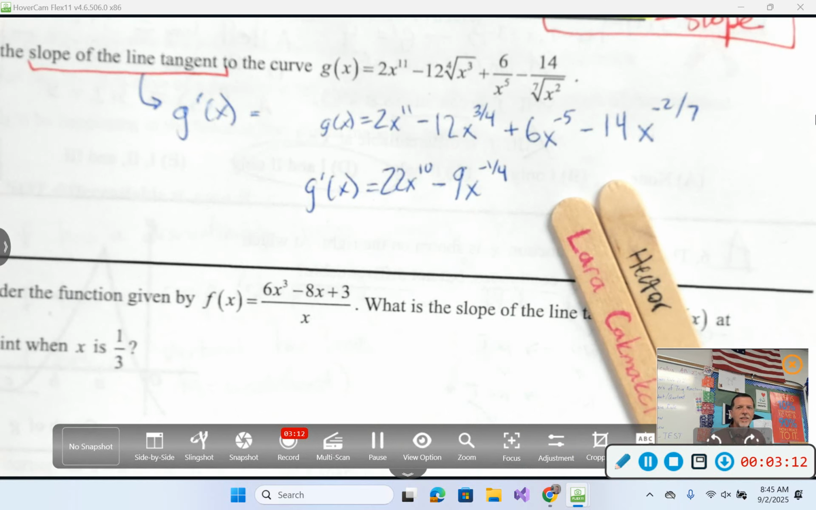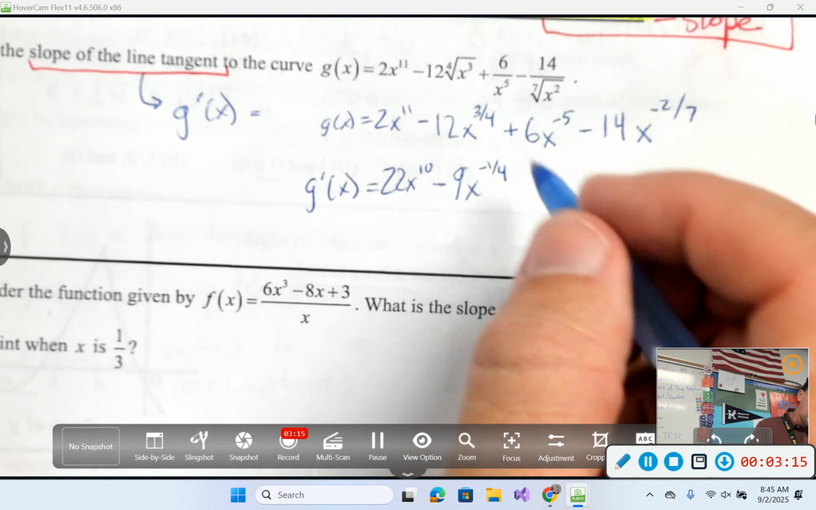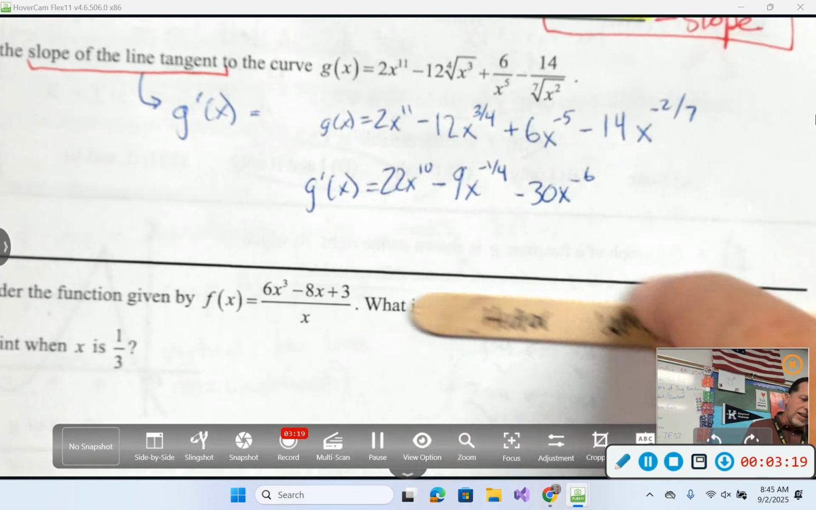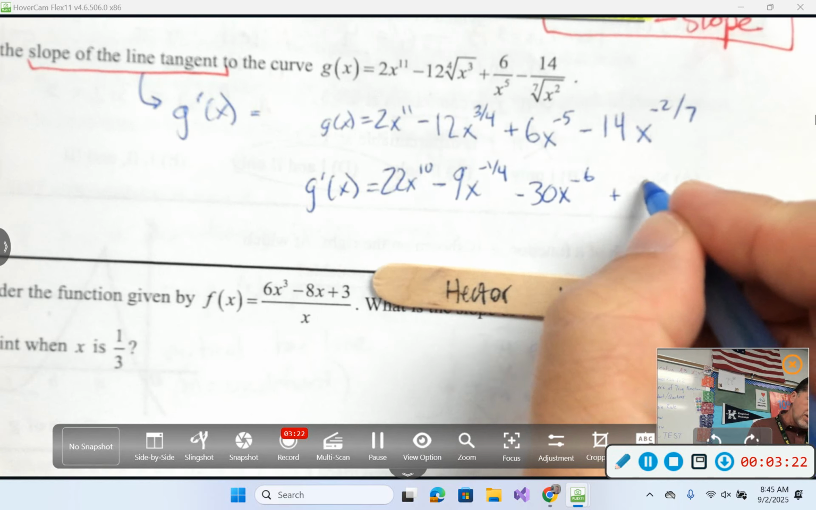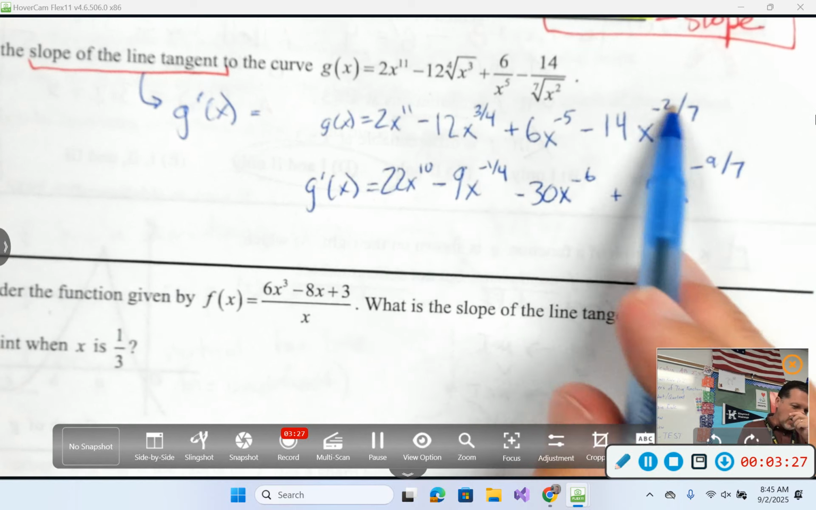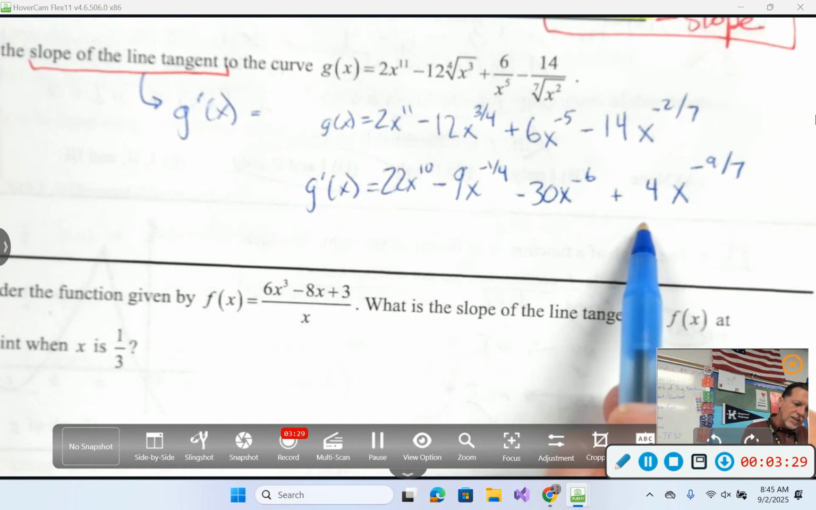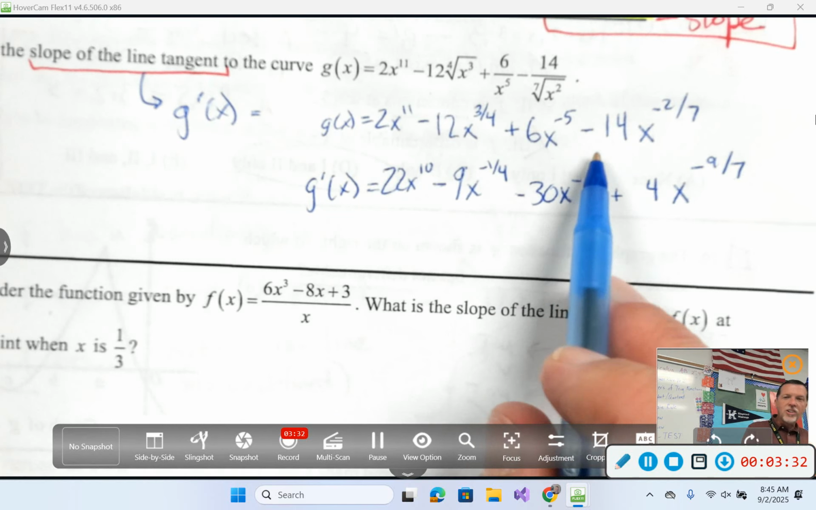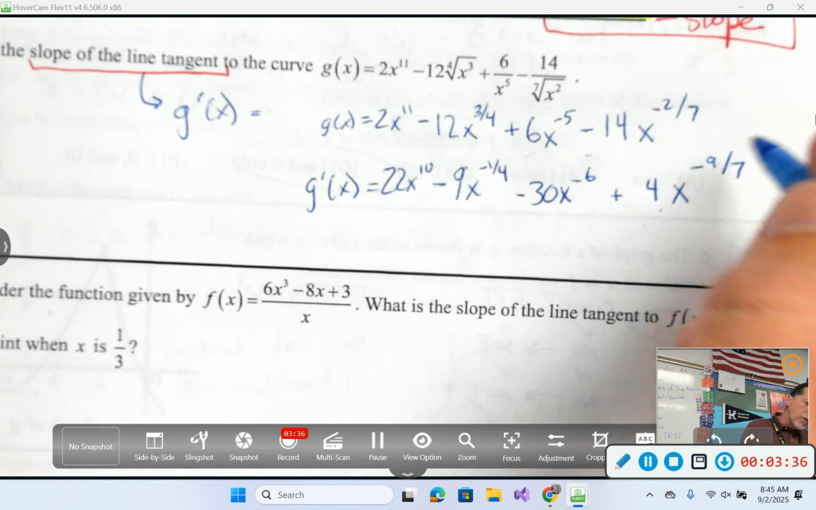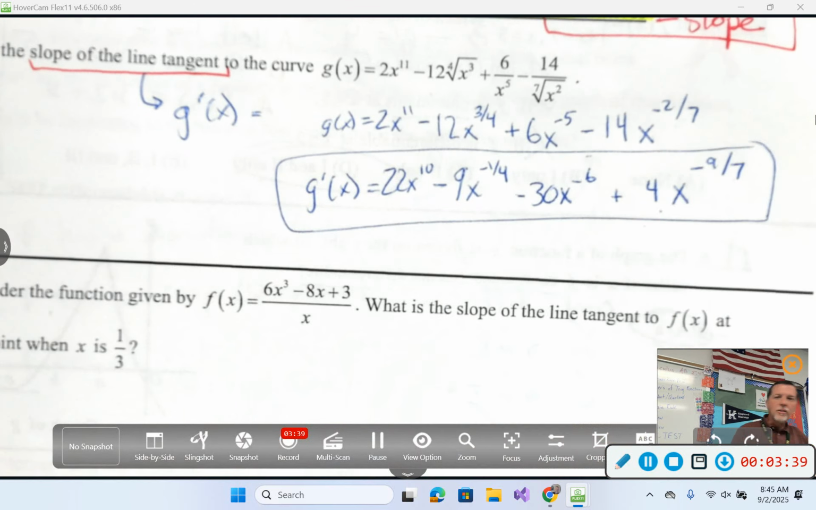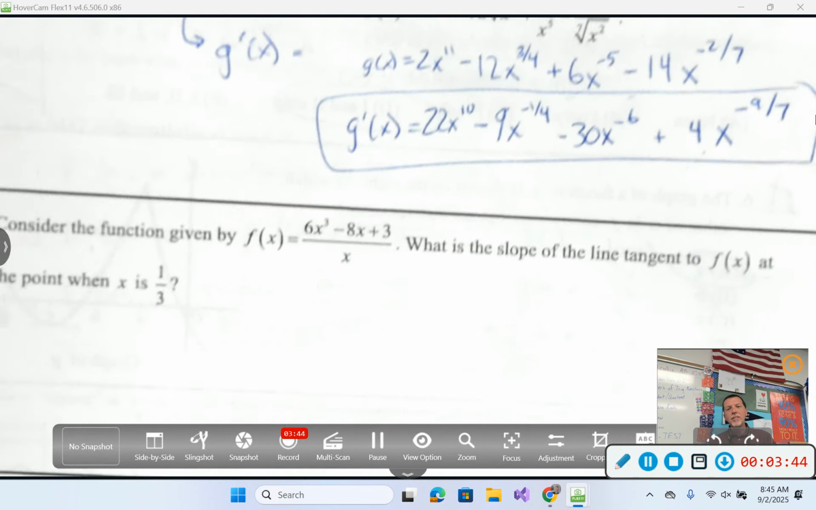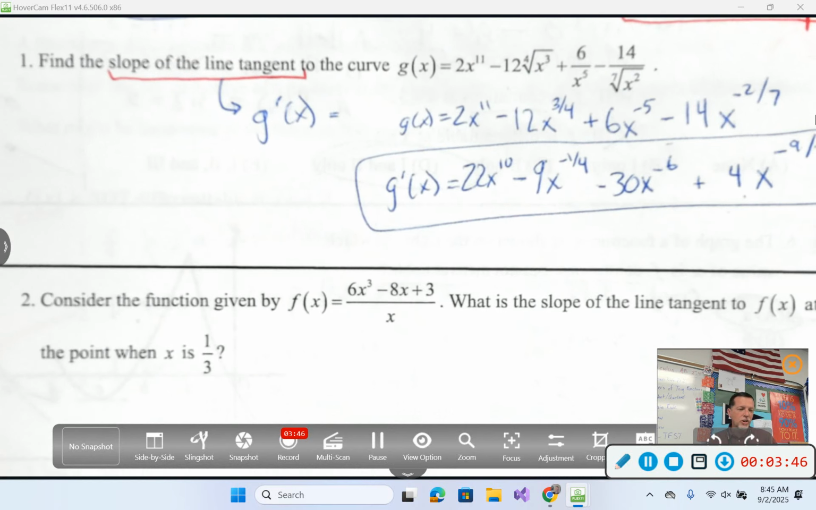And then it's negative 30x to the negative 6th. Very nice. And Hector, that last one? Positive 4x to the negative 9 over 7. Yes. Bring the power down front. Hector included the sign change there, negative 14 times negative 2/7 is positive 4. Decrease the exponent by 1. There we go. Again, there was nothing new in that one. It's just more practice.